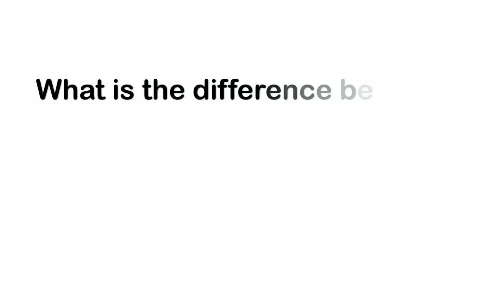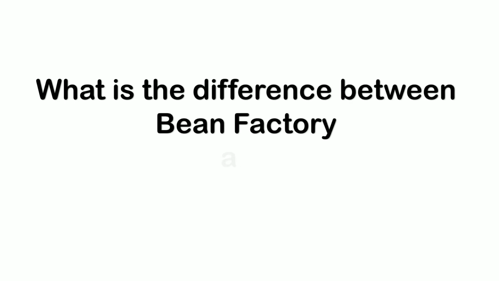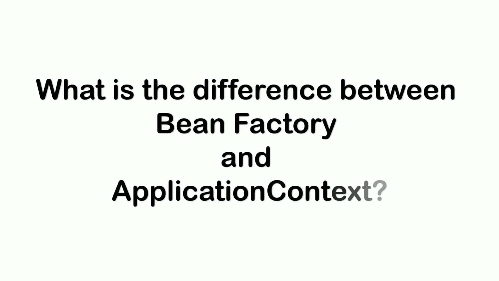Then there was a question on what is the difference between Bean Factory and application context. So Bean Factory is like a factory, a class that contains a collection of beans. It instantiates the bean whenever asked for by the clients. And application context is an interface built on top of Bean Factory.